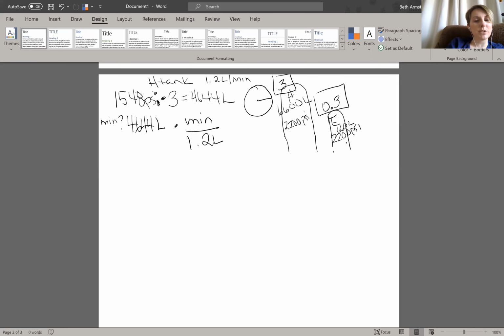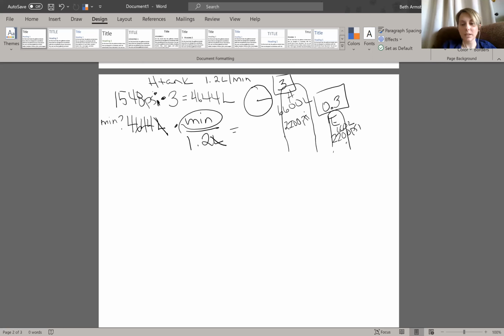Okay, for you other people who kind of do math like me, we essentially just divide out our liters per minute. So we say, okay, if we're going to have our patients run at 1.2 liters per minute for the day, we just divide 4,644 liters by 1.2 liters per minute, and it leaves us with the rest of the minutes, correct? So we are just left with minutes. So what do we get?